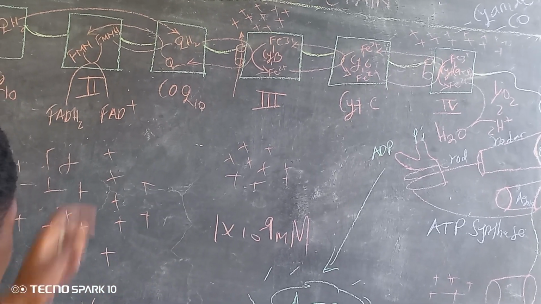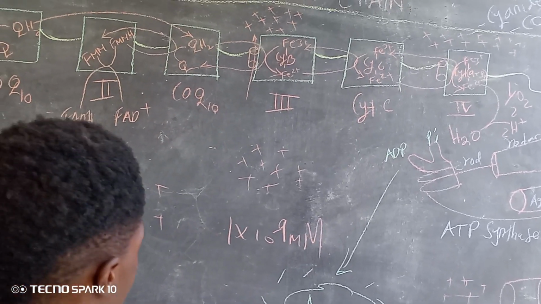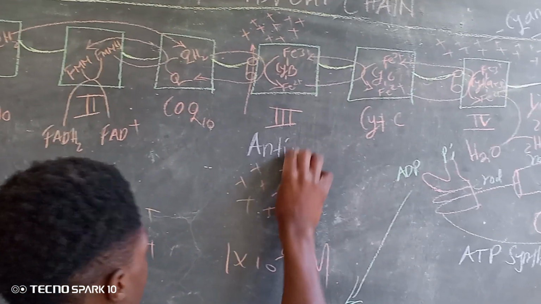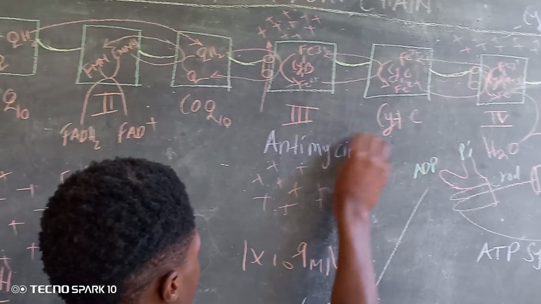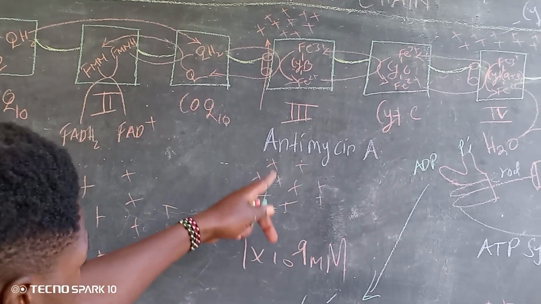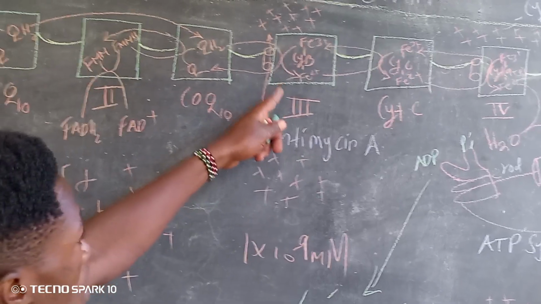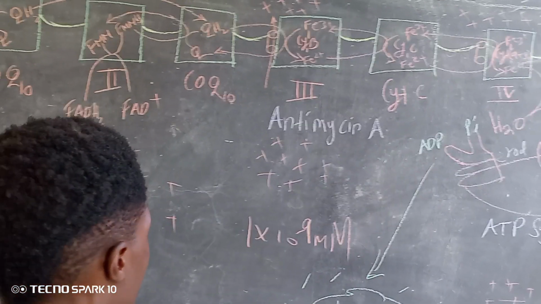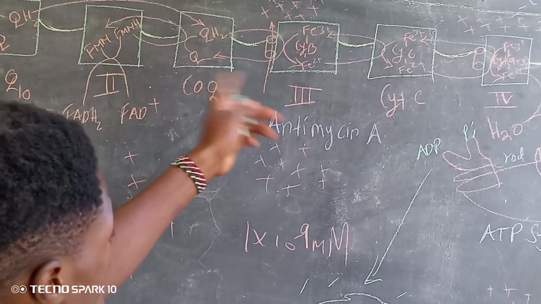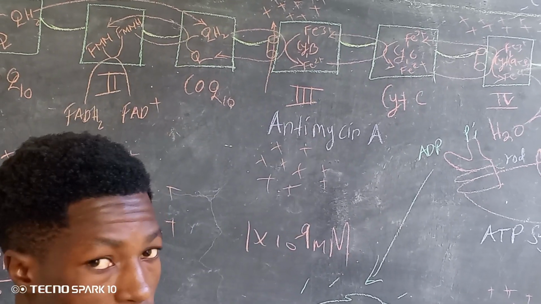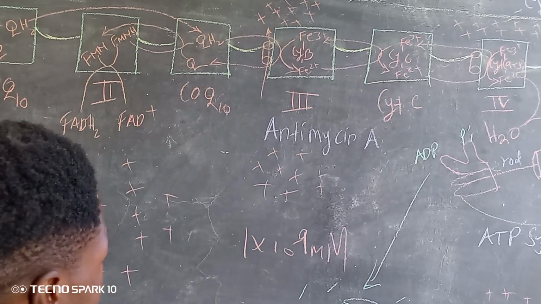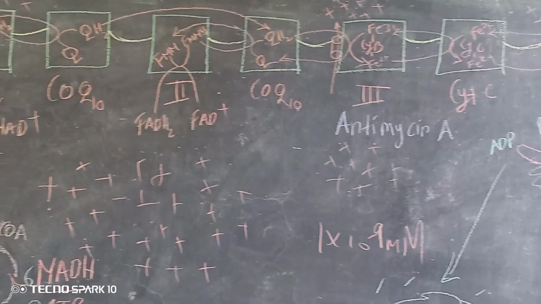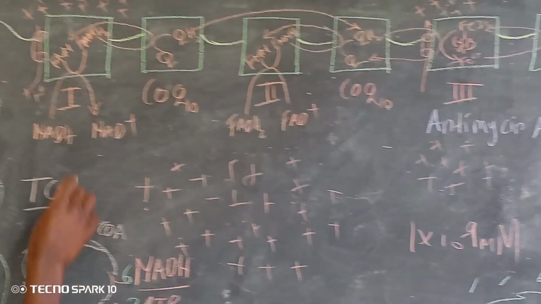Now, what else? There's also another one at complex 3. This is called antimycin A. Now, this one is going to prevent the passage of electrons from complex 3 to cytochrome C. So, that can also lead to other complications because none of these complexes want that high energy state. So, that will force it to have the high energy state, and that can lead to some metabolic disorders. Another one is here, complex 1. So, there's also a molecule called amytal.